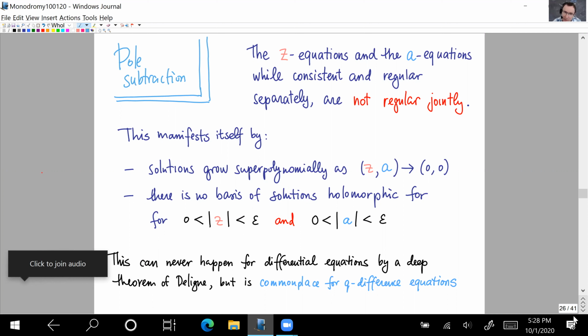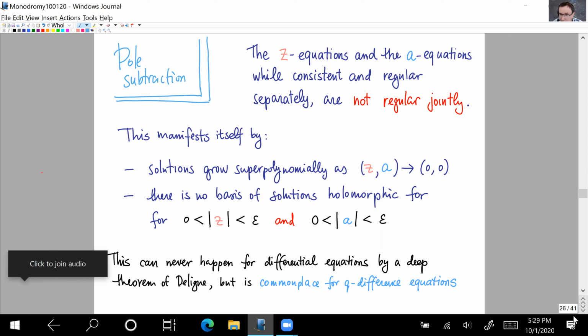But in fact, the basic point is that it's not going to be regular jointly, which means that if I send one variable to 0, the solution grows at most polynomially. If I send another variable to 0, the solution grows at most polynomially. But if I send both of them to 0, then the solution in fact grows super-polynomially. The other way to see it is that if I take a small polydisc neighborhood of 0 in both groups of variables, there will be no solutions to my Q-difference equation holomorphic in that domain.